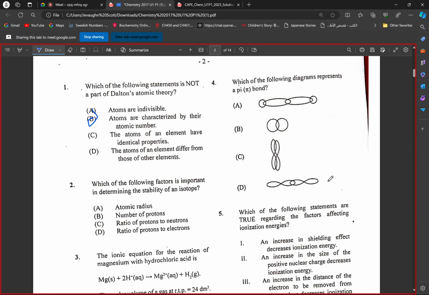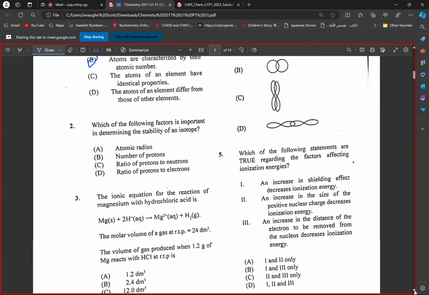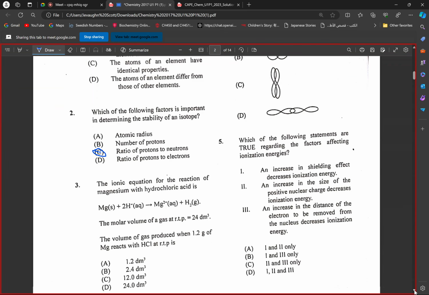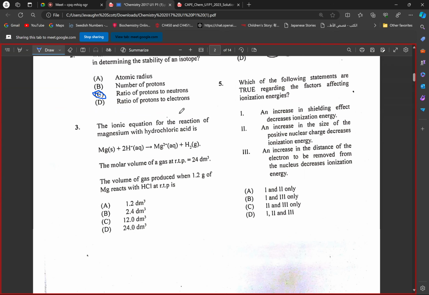Alright. So next question, which of the following factors is important in determining the stability of an isotope? What would that be? Protons, electrons. C. Lovely. Alright, the ionic equation for the reaction of magnesium with hydrochloric acid is presented here. The molar volume of the gas at RTP is 24 dm³ per mole. So the volume of the gas produced from 1.6 grams of magnesium with HCl at RTP is, what would that be? A. A.